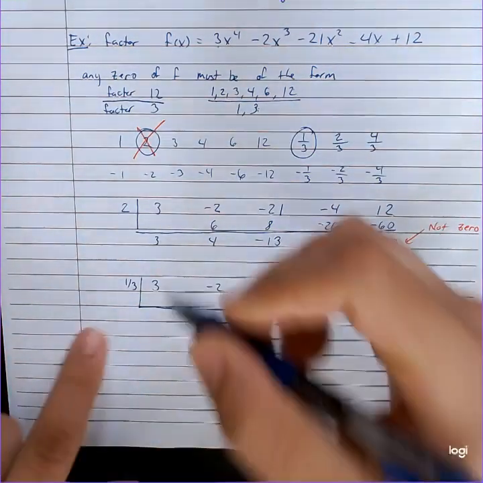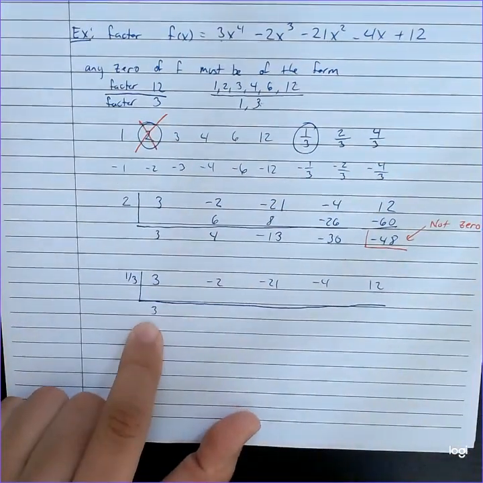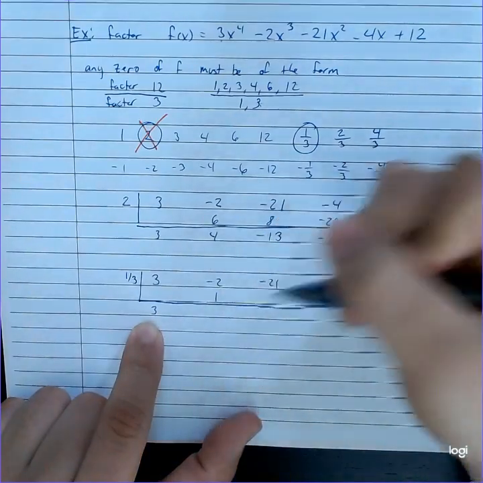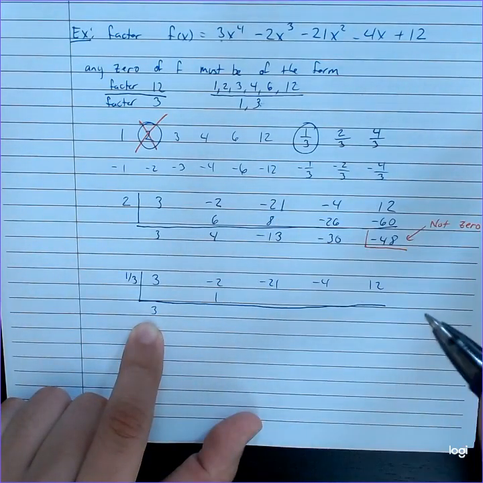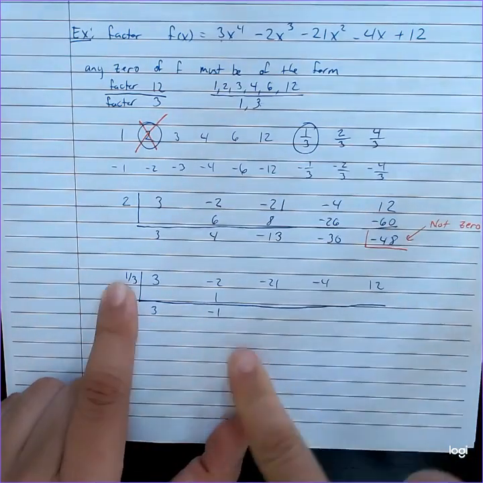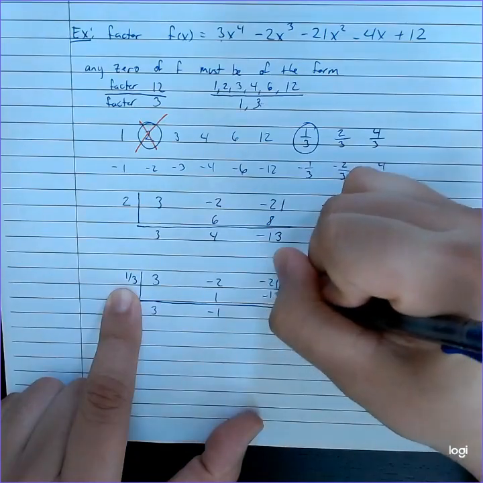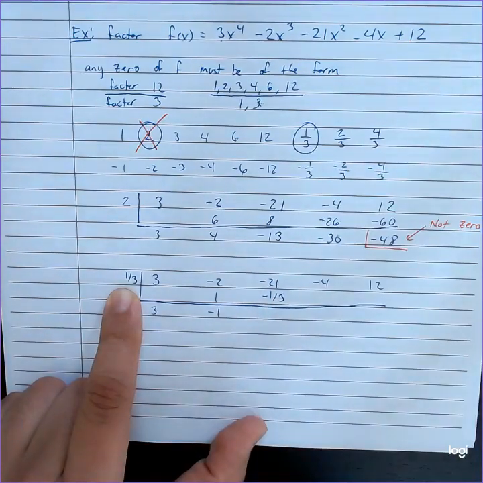Let's see what happens. So I'm going to drop my 3. Okay. 1/3 times 3, well, that's 1. And if I add those together, that's going to give me -1. Now if I multiply, -1 times 1/3, that's -1/3. And this doesn't look very good, does it?